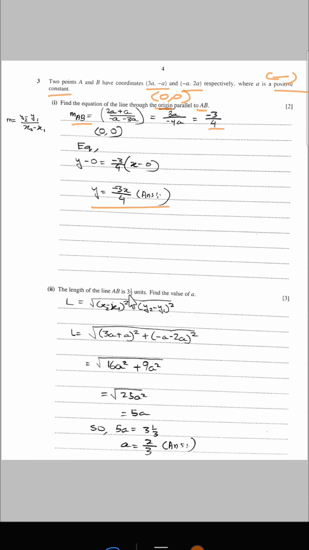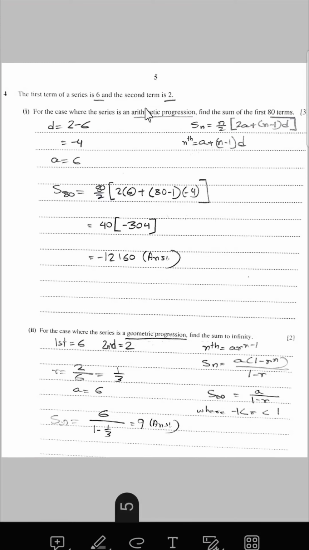The length of the line AB is 10/3 units. Calculate the value of a. We have been given the length, so we must use the length formula to find the length of AB in terms of a, and the formula for length is root over (x2 minus x1) squared plus (y2 minus y1) squared. Then we find the length as 5a and equate this value to the given length to find the value of a, that is 2/3.